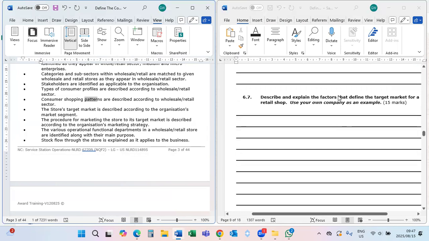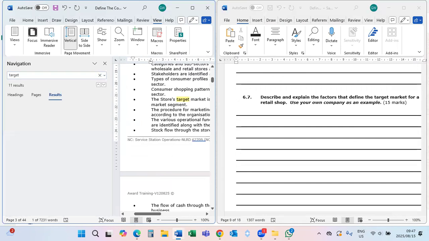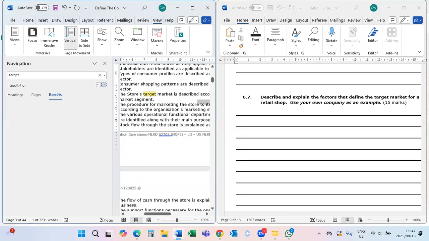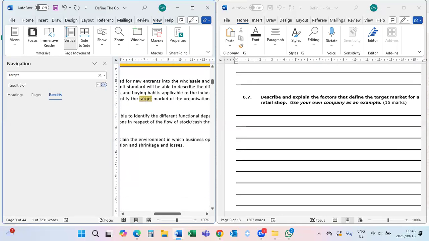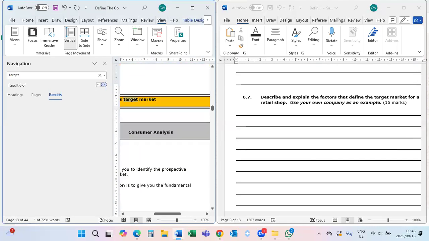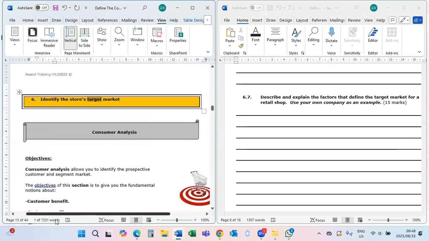Describe and explain the factors that define the target market for a retail shop. So let's have a look over here. Target. Some of these are a little bit duplicate to what we've known before. Let's have a look. There we go. So there's the target market there.